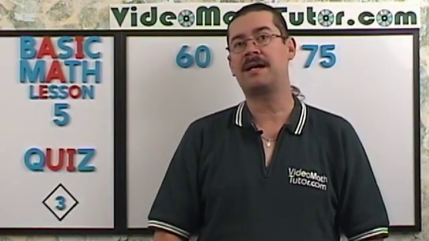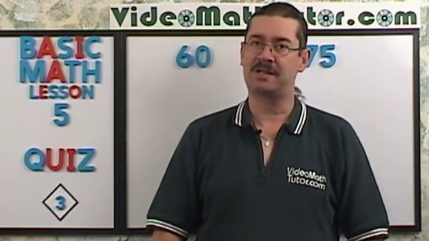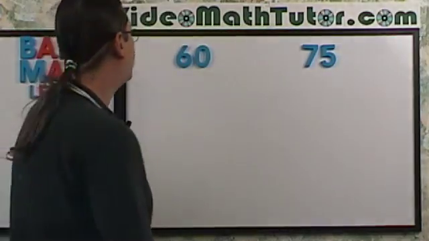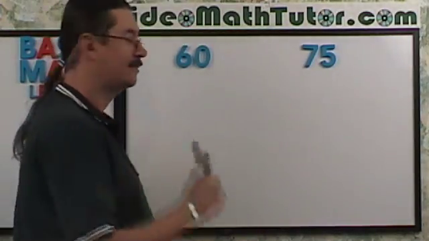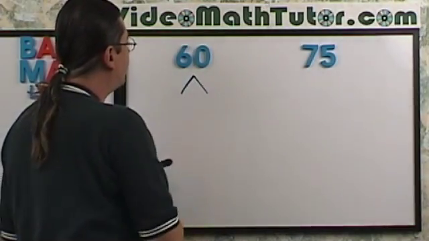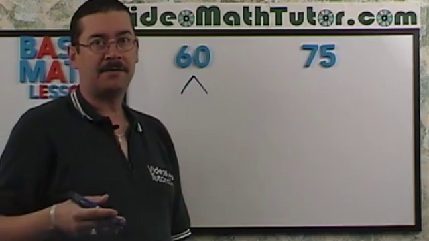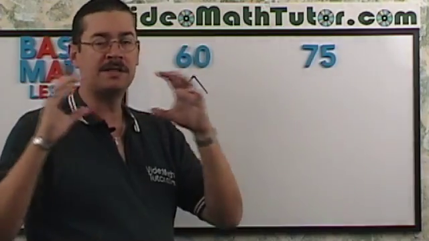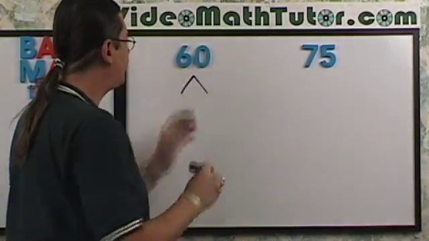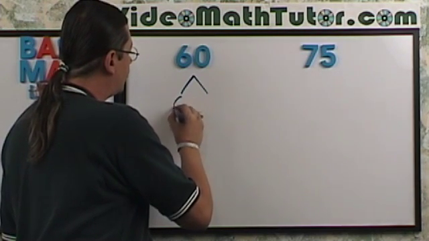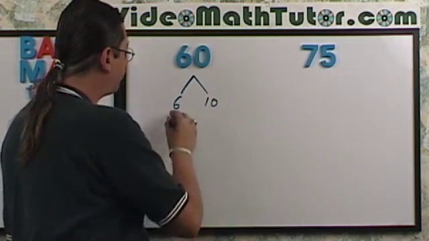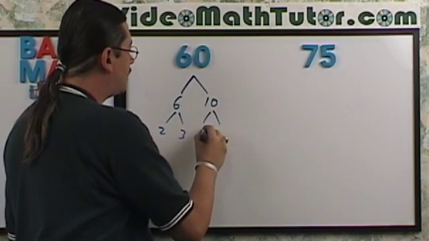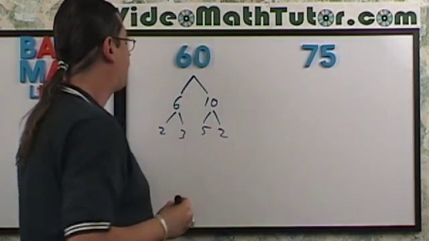For question number 3, we're asked, find the GCF, the greatest common factor, of these two numbers. Well, what should we do? How about finding the factor trees of each one? Well, let's see. 60. Lots of different ways we can start this off, but again, let's try to find numbers that are kind of big and close in size to each other. So 10 and 6 will work fine. Put 6 and 10. I can break up 6 as 2 and 3, and 10 is 5 and 2.